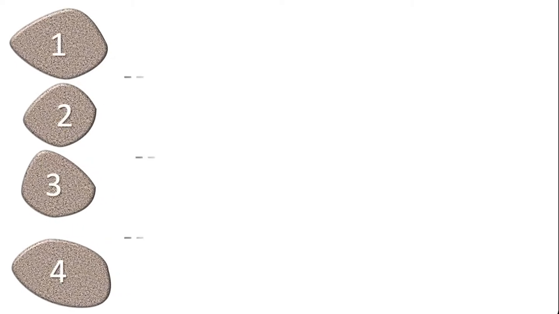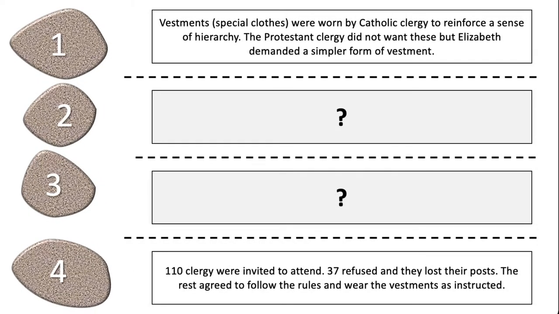Next one then, vestments controversy. Similar in the fact that it's controversial, and similar in the fact that there's Protestant members of the clergy who are resistant to these changes. So the vestments, they're special clothes worn by Catholic clergy, but Elizabeth wants to maintain them, but she simplifies them slightly. She wants to scale them back, okay?